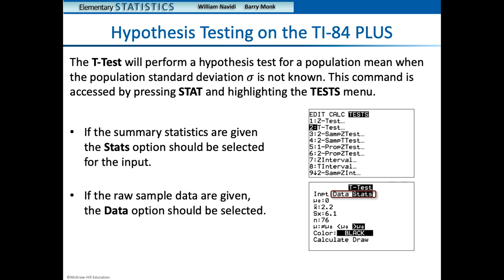Okay? And if you select the option, again, for input, there are two options for input, either data or stats. For the weight loss example, we would use stats because the sample mean and the sample standard deviation are both given in that example. And you would just type those values in. For the second example, the one about the ointment cream, we would use data as the input because in that one, all that's given is the raw data. So we'll go over both examples here, starting with the first example.